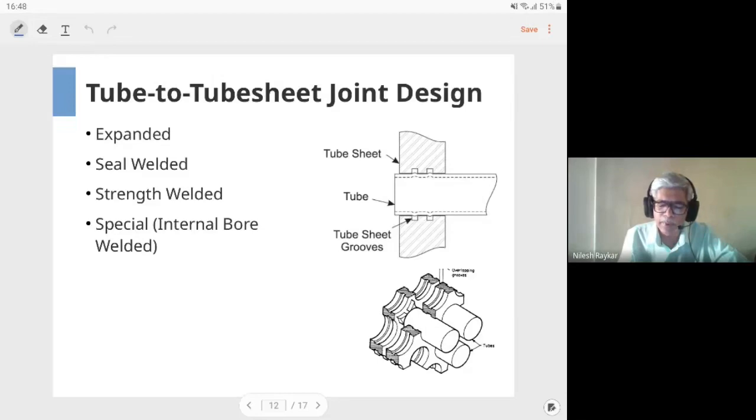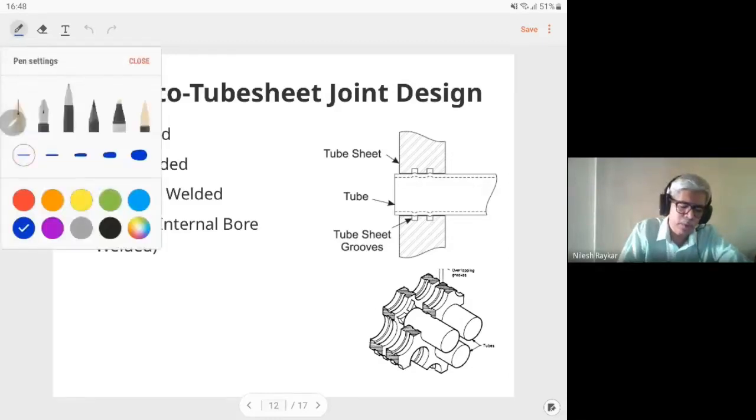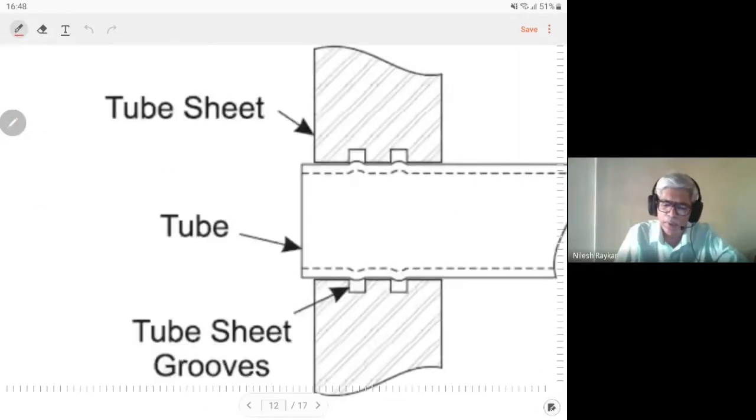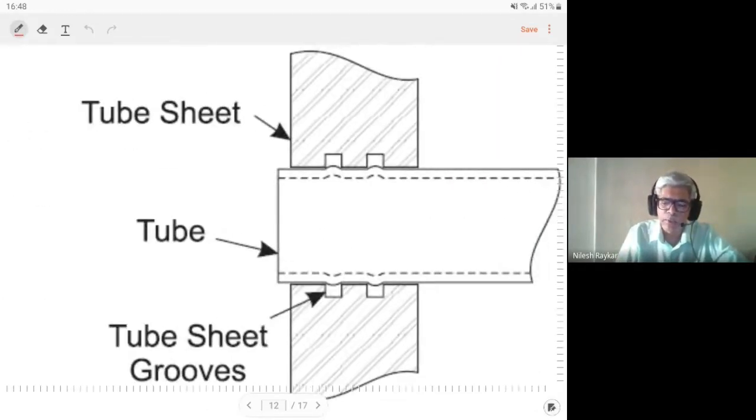From a design point of view in a heat exchanger, one part is tube sheet design, which is very important, and another very critical part is the tube to tube sheet joint. As shown here, there are different types of joints. The one shown here is known as the expanded joint. In the expanded joint, the tube sheet has grooves, shown here by the red mark, and the tube is inserted into the tube sheet and then expanded into these grooves.